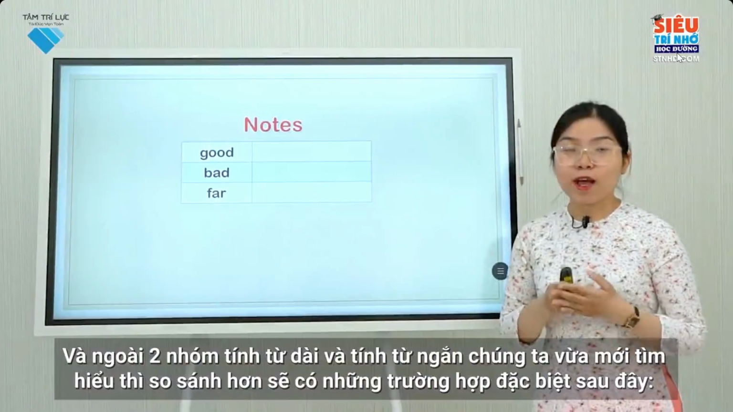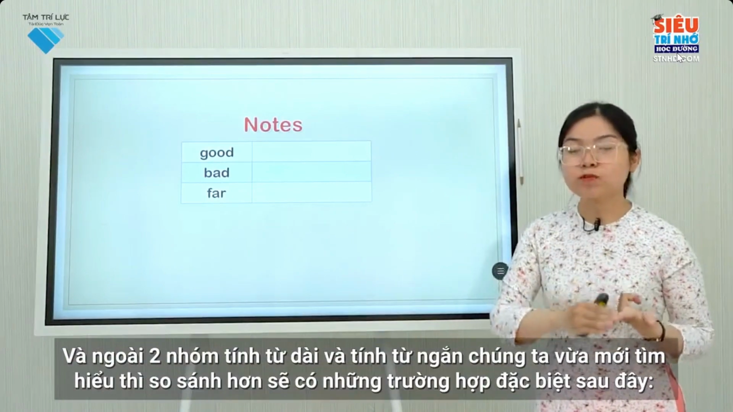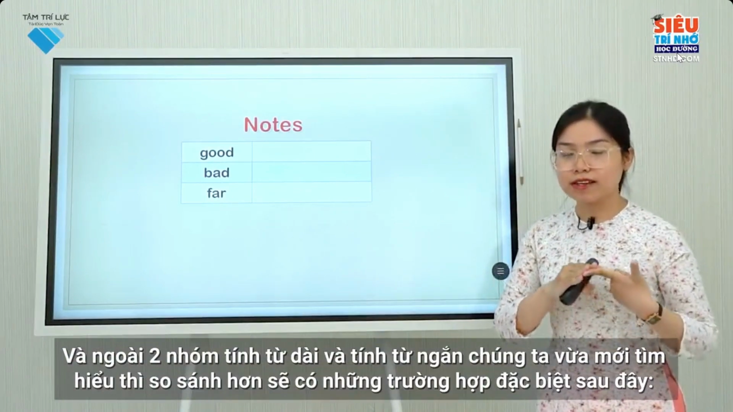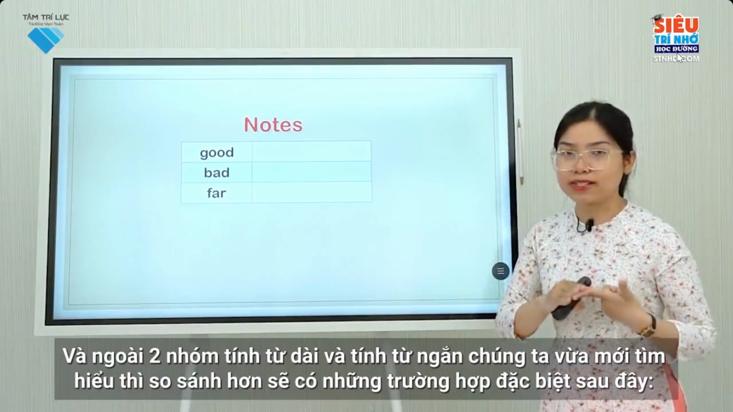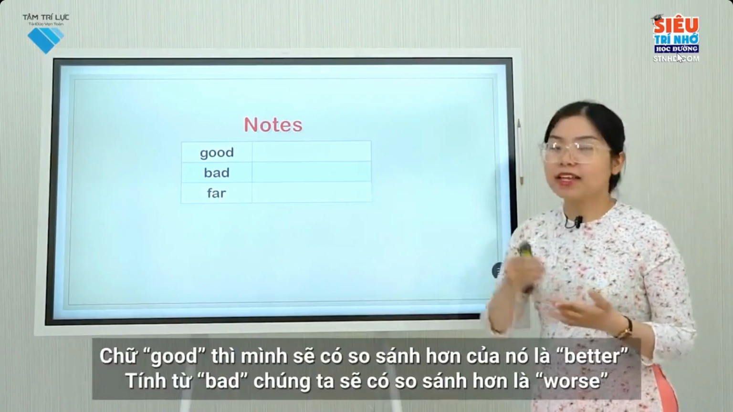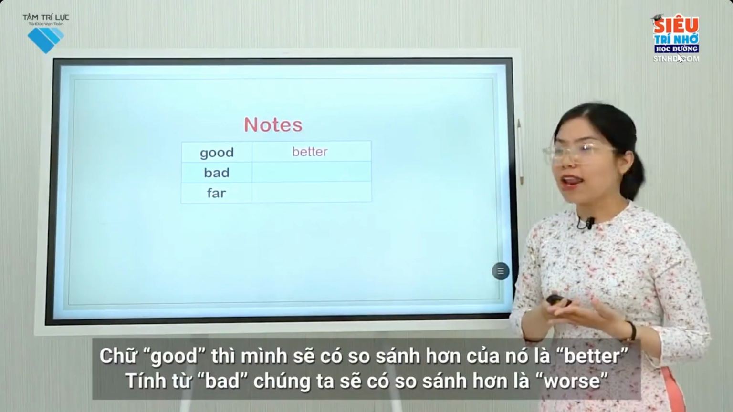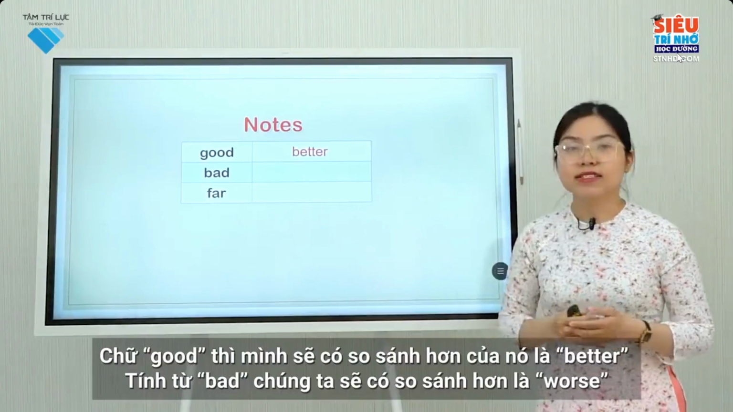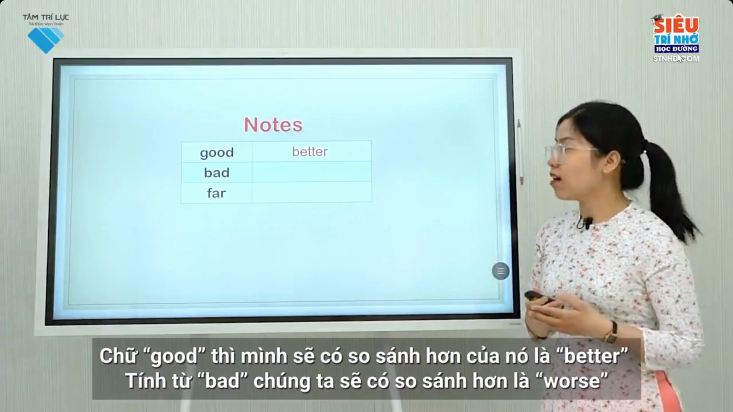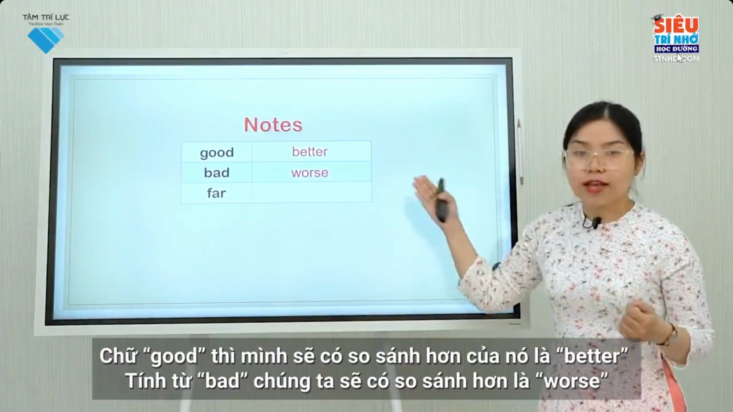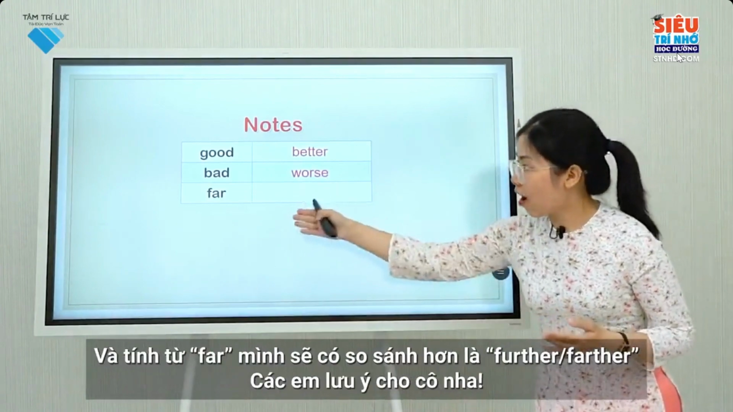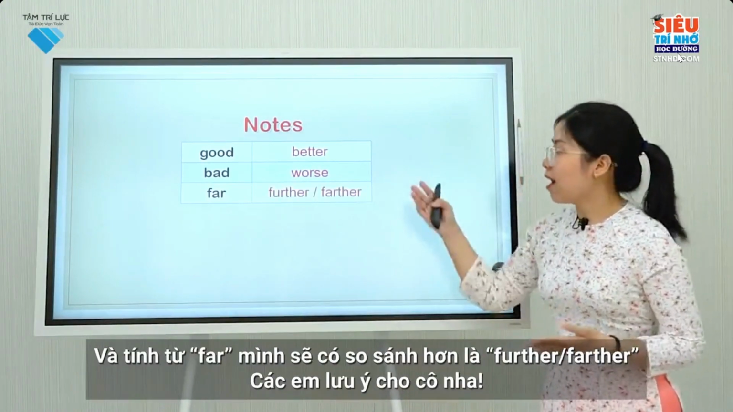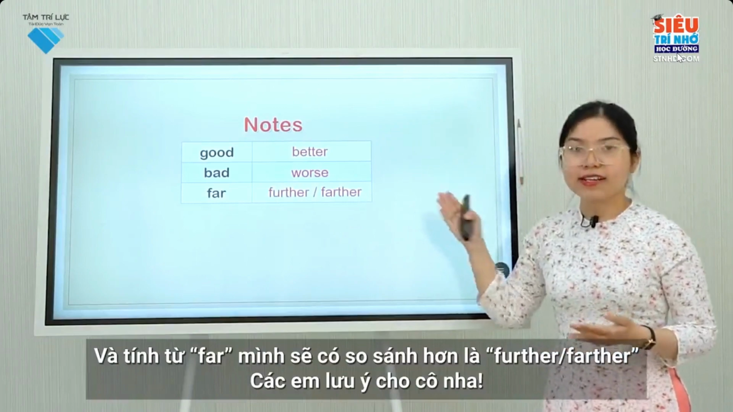Besides long adjectives and short adjectives that we have just learned about, there are special cases. The comparative form of good is better. The comparative form of bad is worse. The comparative form of far is further or farther. Please note.